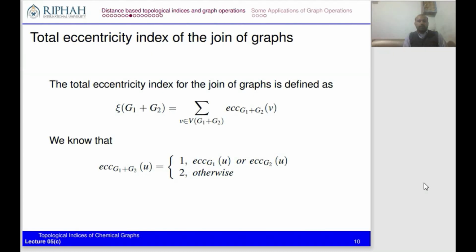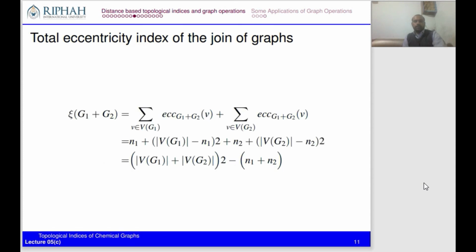So next we talk about the total eccentricity index of the join. The definition of the total eccentricity index is the summation of eccentricities of all vertices of the join. This is the definition, and recall that the eccentricity will be 1 or 2. Apply this result into the definition. We observe that there are 2 types of vertices in the join: a vertex from graph G1 and a vertex from graph G2. So here N1. What is N1?